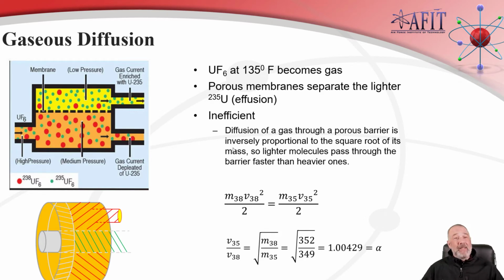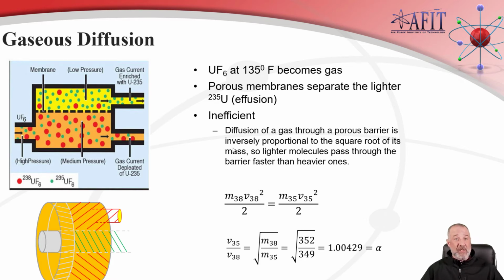Now, why do we get slight enrichment because of that porous barrier? Well, it has to do with the difference in mass and corresponding difference in velocity of those two different particles, in this case, uranium-238 and uranium-235. So what's happening is if they're at the same temperature, but they have different masses, they're going to have velocities that are slightly different. And it's all dependent upon how massive they are.